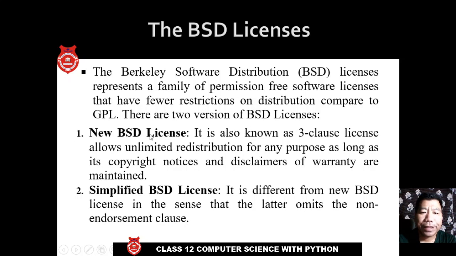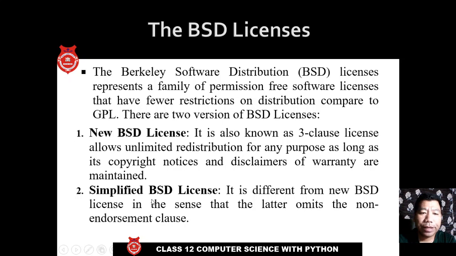So the first version is also known as the three clause license. It allows unlimited redistribution for any purpose as long as its copyright notices and disclaimers of warranties are maintained. The new BSD license states that you can redistribute that software any number of times, okay, but the condition is it must include the copyright notices and terms and agreement or disclaimer. That means the original author should not be removed.